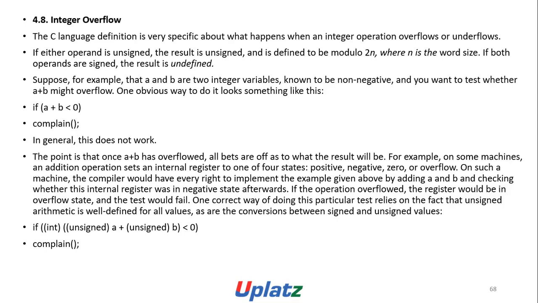One correct way of doing this particular test relies on the fact that unsigned arithmetic is well defined for all values, as are the conversions between signed and unsigned values. If ((unsigned) a + (unsigned) b < 0) complain().